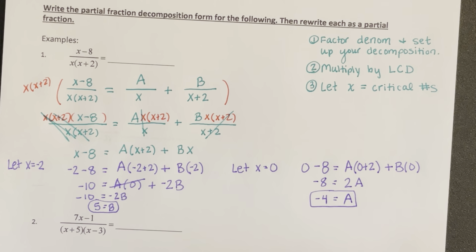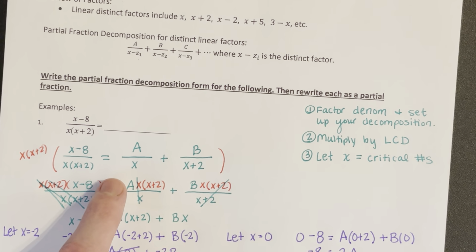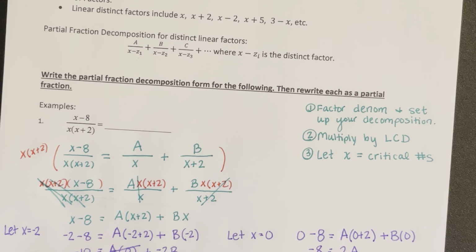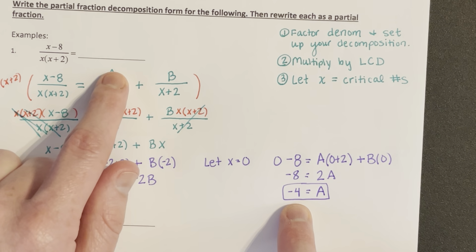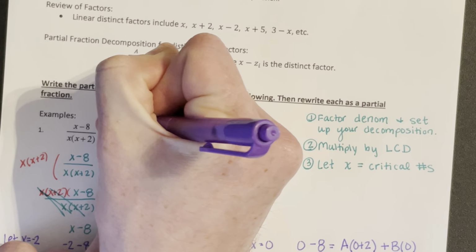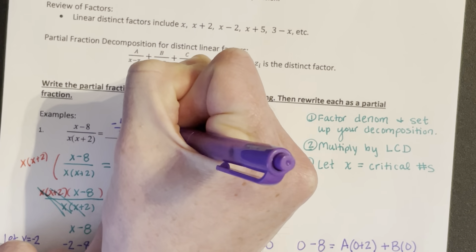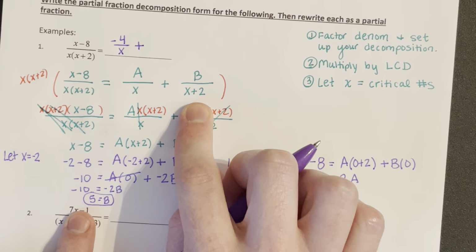If the question just says find the a and the b for the numerators over these specific denominators, you could put those in there. But really it's asking you to write this as a partial fraction. So when I write this out, I want to make sure I'm putting the correct numerator over the right denominator. So I had a was -4, so -4 is going to go over the x because I set it up that way. So I'd rewrite this as -4 over x plus 5 over x plus 2.